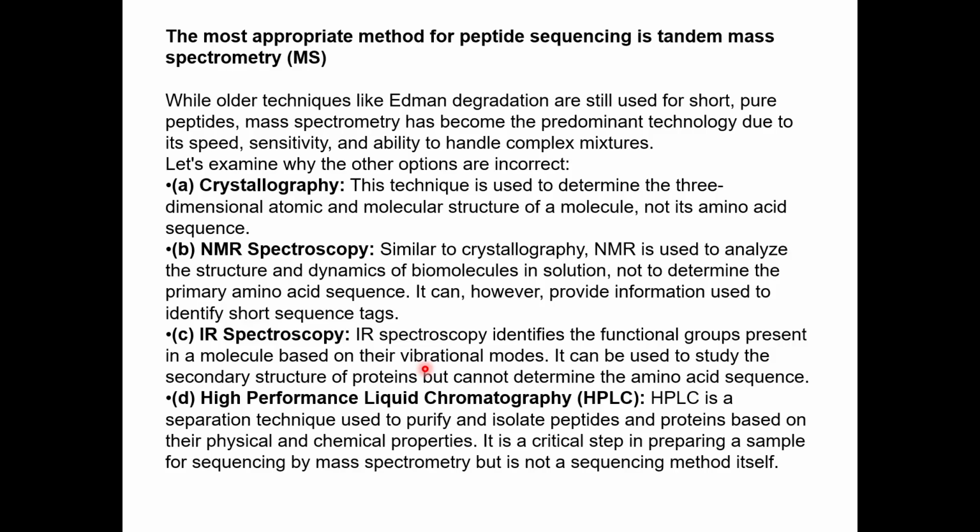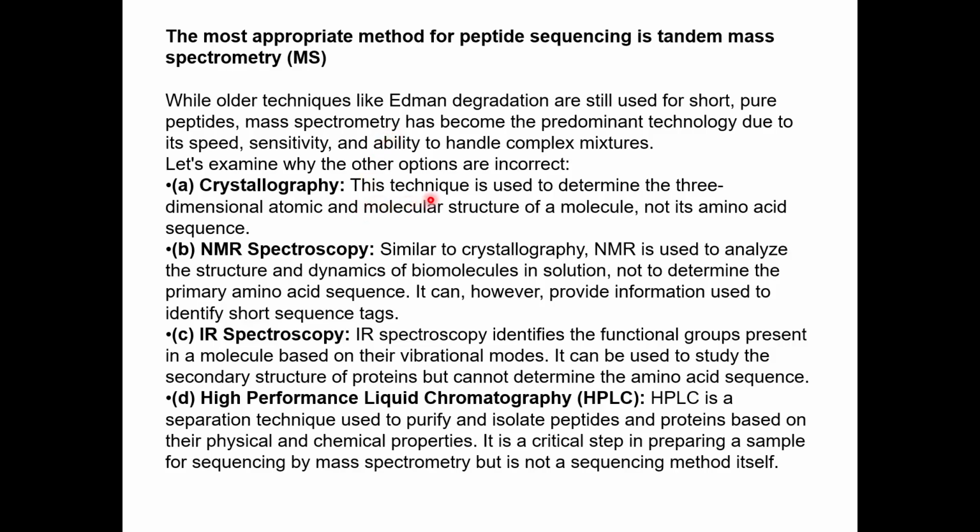Then coming to the most appropriate method for peptide sequencing. We generally do mass spec for peptide sequencing, but older techniques like Edman degradation are still used for short and pure peptides. Mass spectrometry is most predominantly used right now due to its speed, sensitivity, and ability to handle complex mixtures, and others like crystallography, NMR, IR, and HPLC currently are not.